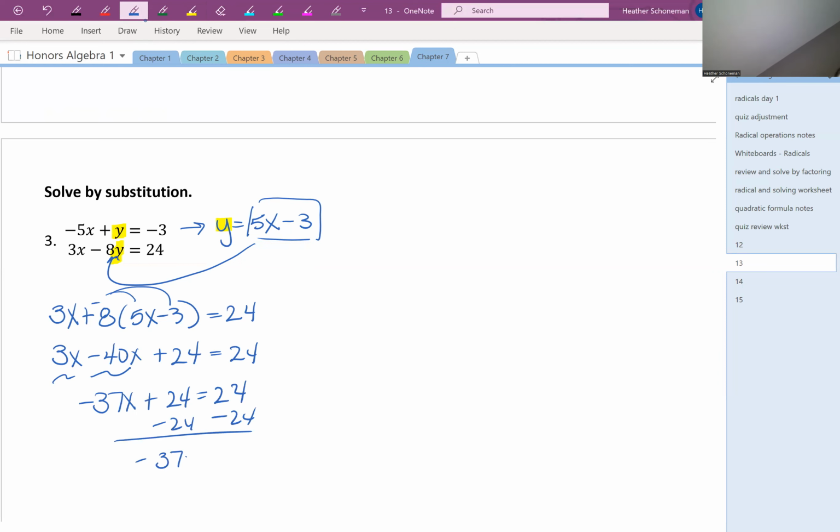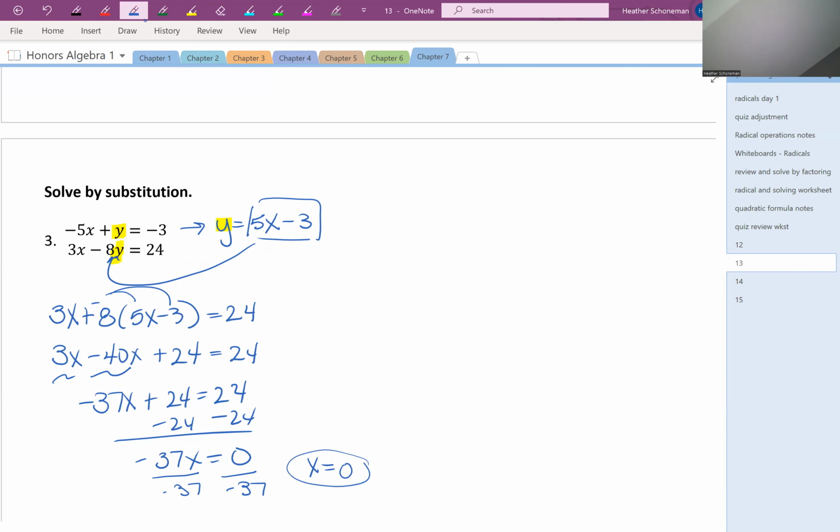So I get negative 37x equals 0, which a lot of you will tell me is no solution or infinite solutions, but that is false. No solution and infinite solutions only happen when there are no x's, and we do have x's. We have negative 37 of them. So if I'm going to continue this problem, I'm going to divide by negative 37, and I get x. Well, 0 divided by any number you could possibly think of is 0. That's a solution. It's 0. That's okay. It can even be 0.